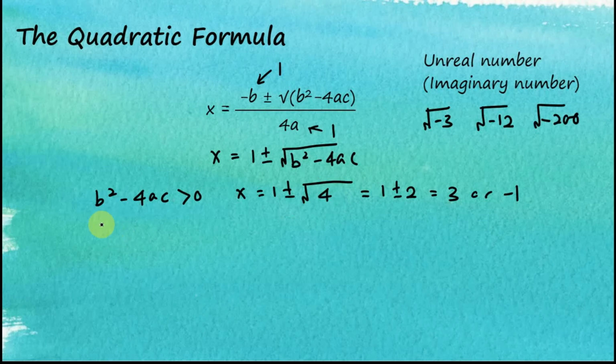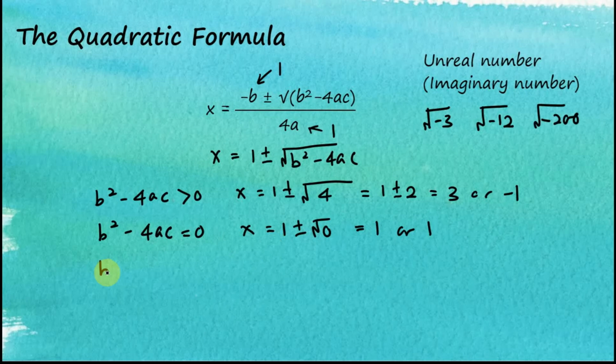Now how about b squared minus 4ac equal to 0? If b squared minus 4ac is equal to 0, our x is equal to 1 plus minus the square root of 0. 1 plus 0, we have 1, and 1 minus 0, we also have 1. So we still have two roots, but the two roots are the same. So we say we have two real equal roots. So when b squared minus 4ac equals 0, we have two real equal roots.